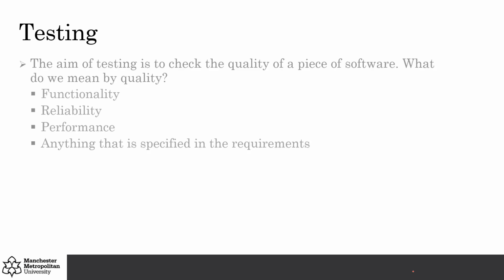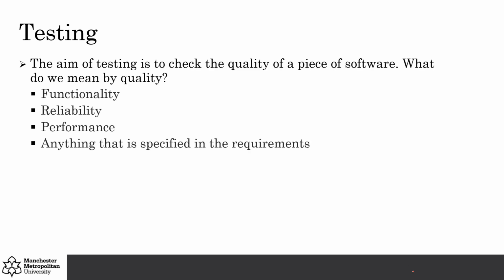Okay, so what is testing? So the aim of testing is to check the quality of a piece of software. And when we say quality, we mean a few different things. So things like the functionality of a piece of software, the reliability of a piece of software, the performance of a software, whether that's in terms of speed or responsiveness, and generally anything which is specific to the requirements of that piece of software, whether that be the customer requirements, you know, the functional requirements, the performance requirements. So requirements is quite vague. It generally encompasses a lot of things, and we'll see that in this lecture.